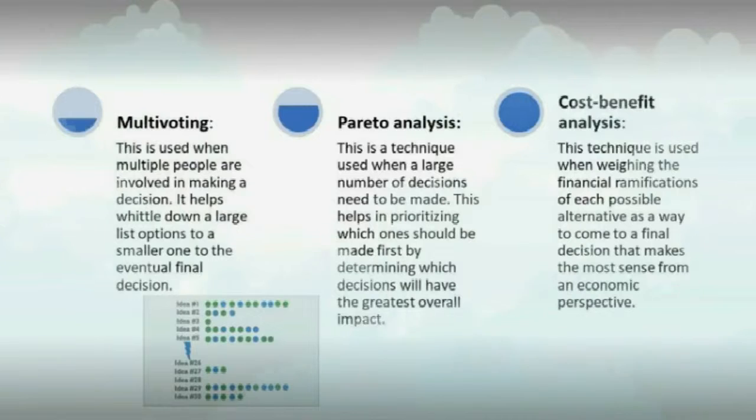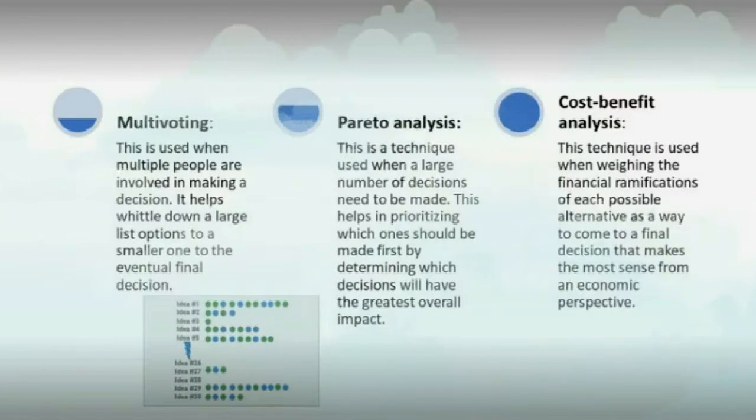Multi-voting. This is used when multiple people are involved in making a decision. It helps whittle down a large list of options to a smaller one to the eventual final decision. Pareto analysis. This is a technique used when a large number of decisions need to be made. This helps in prioritizing which one should be made first by determining which decisions will have the greatest overall impact.